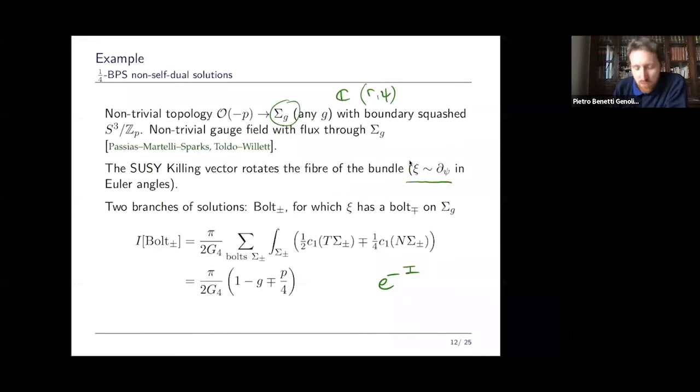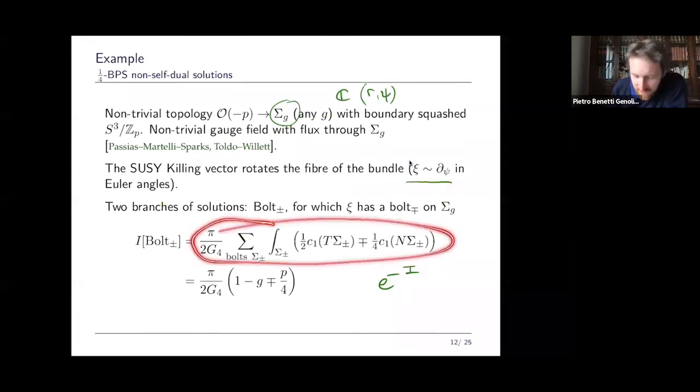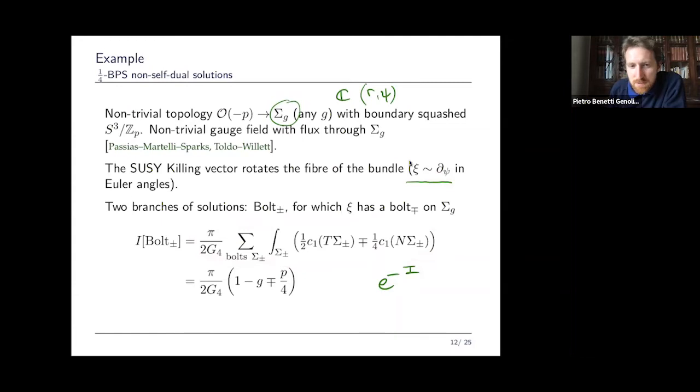So I can go back to the formula, and I have this part of the formula that I need to consider. Now, c1 of T sigma g, the tangent bundle to sigma g, is literally the Euler characteristic of the Riemann surface, so the integral of c1 is equal to chi, which is equal to 2 minus 2g. Because there is a 1/2 in front, this becomes 1 minus g.